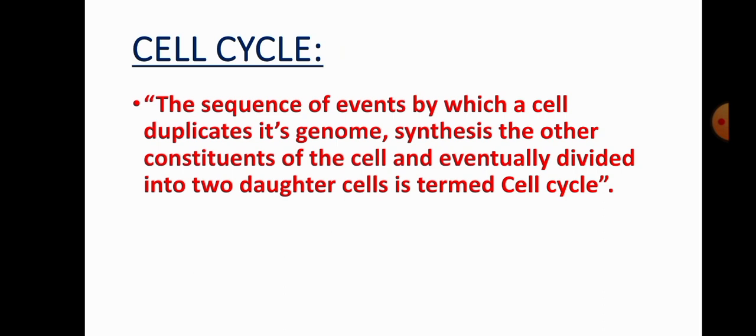So cell cycle is nothing but where the cell itself grows and the constituents of the cell increase, and DNA will replicate, and when it is ready for cell division, it forms two daughter cells. So that complete process is known as cell cycle.